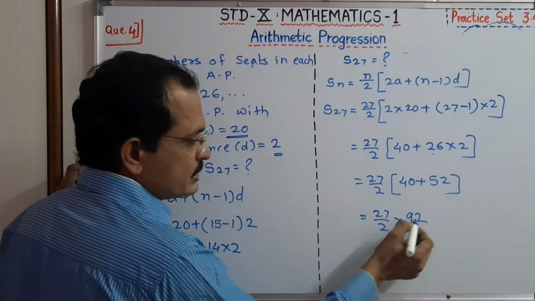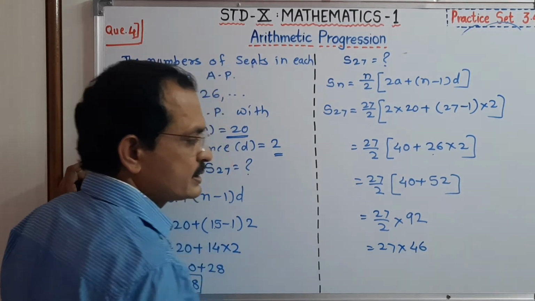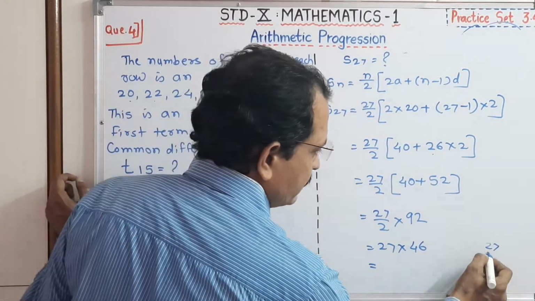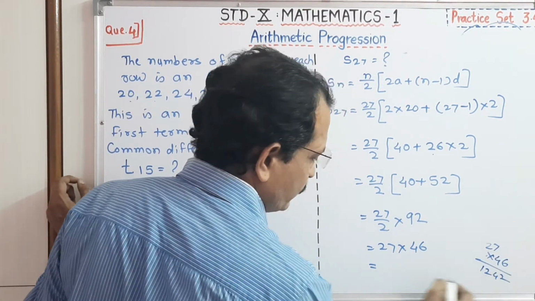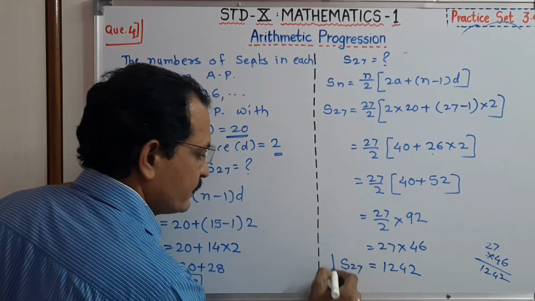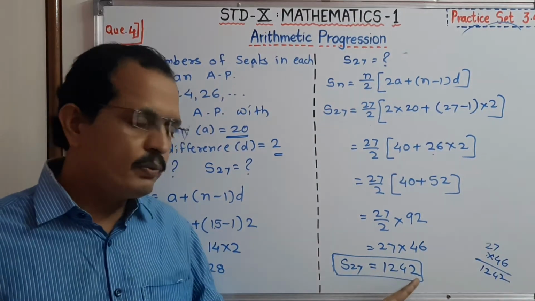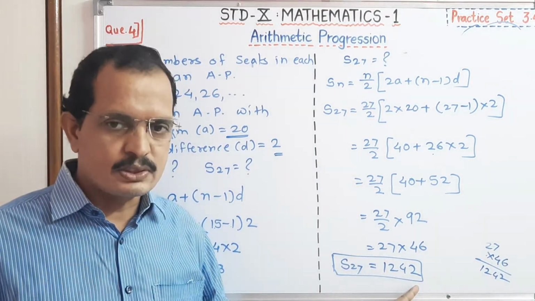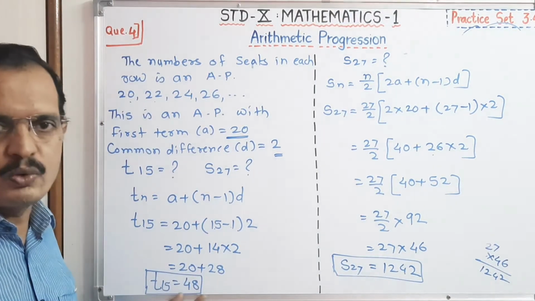Then 27 upon 2 into 92. Now simplify this. It is 27 into 46. 27 into 46, it is 1242. Therefore S27 is 1242. Dear student, there are 1242 total seats, and in the 15th row there are 48 seats.